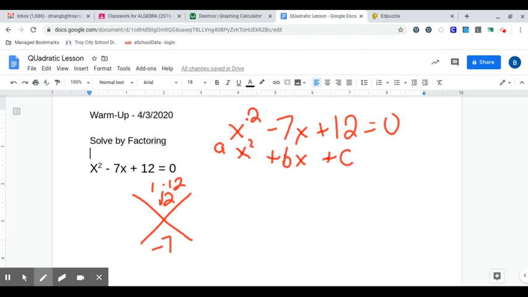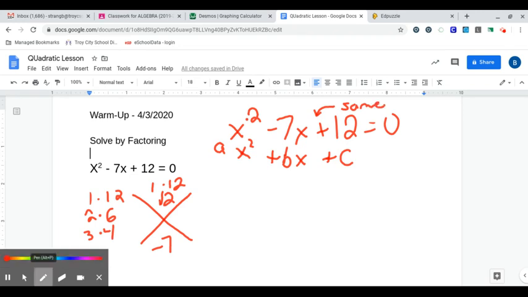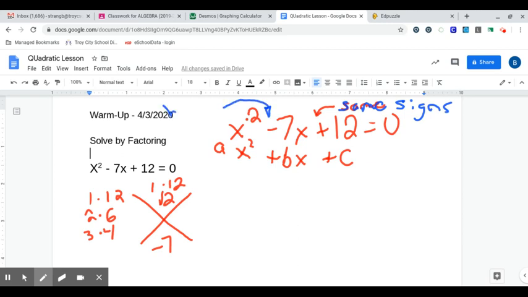So if we look at factors of 12 that add up to negative 7, we've got 1 times 12, 2 times 6, 3 times 4. So we know that we have same signs. Let me do a blue color. So we've got same signs, right? And we know that they're both negative.